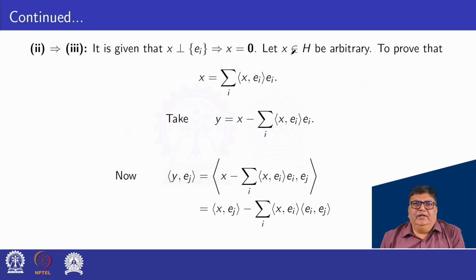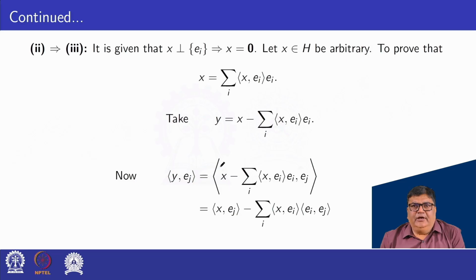Let x belonging to H be arbitrary. To prove that x is equal to the summation over I of the inner product of x and EI into EI. Taking y is equal to x minus the summation over I of the inner product of x and EI into EI. Now, the inner product of y and EJ. Y is this. So, the inner product of this and EJ.